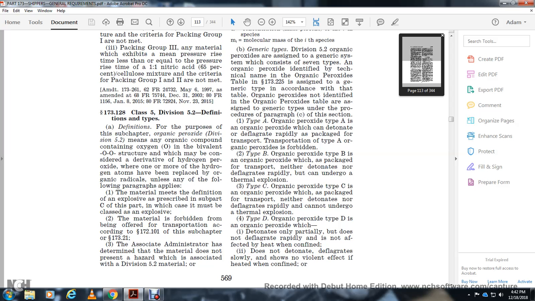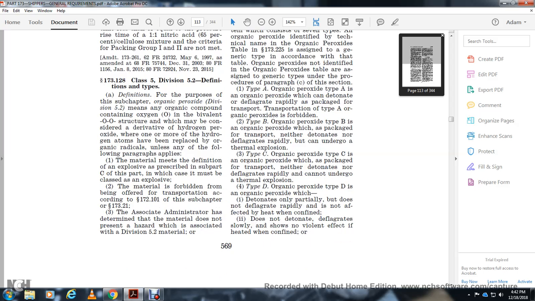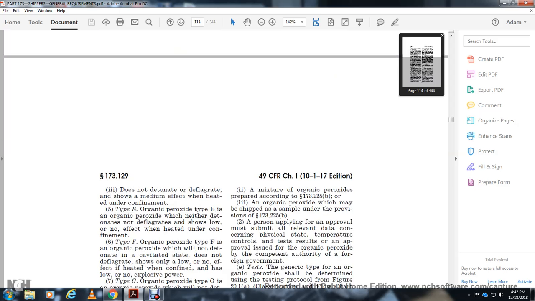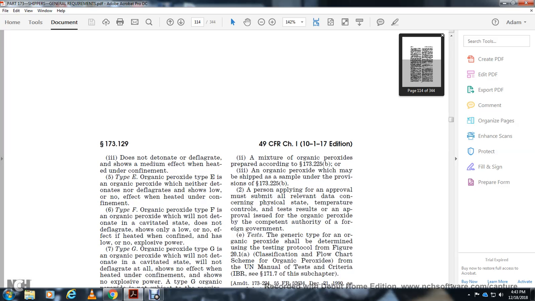Type D organic peroxide is an organic peroxide that detonates only partially but does not deflagrate rapidly, nor shows any violent effect when heated under confinement. It does not detonate or deflagrate slowly, or shows a medium effect when heated under confinement. Type E organic peroxide neither detonates nor deflagrates and shows a low or no effect when heated under confinement. Type F organic peroxide will not detonate in a cavitated state.